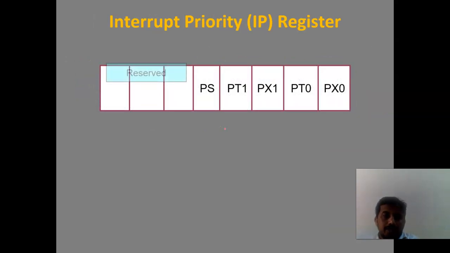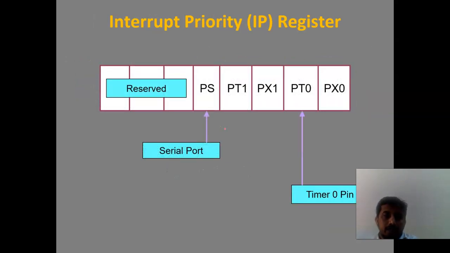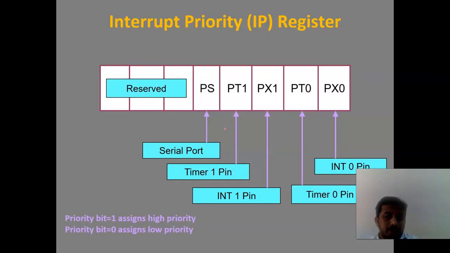And this is the interrupt priority register. According to this one, all the interrupts are given priority. Whichever bit is set to one is given the highest priority accordingly. External.